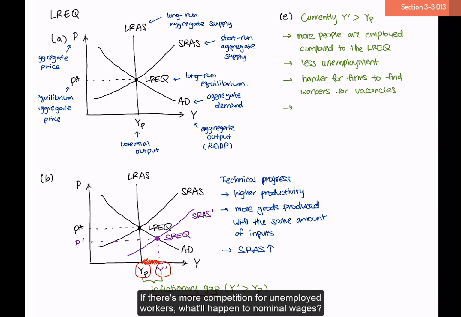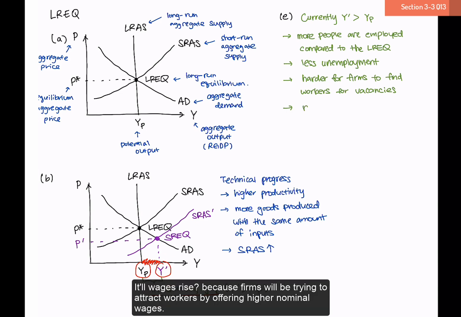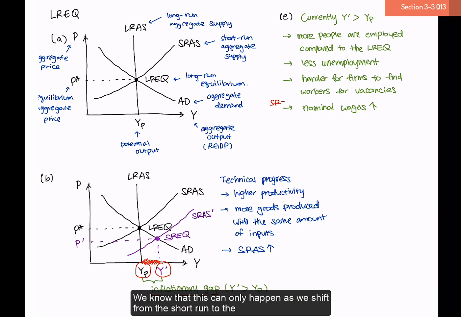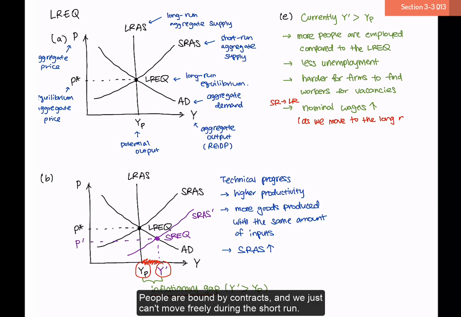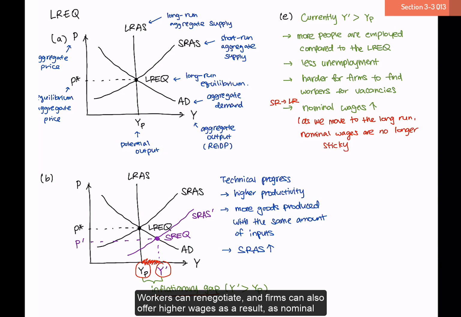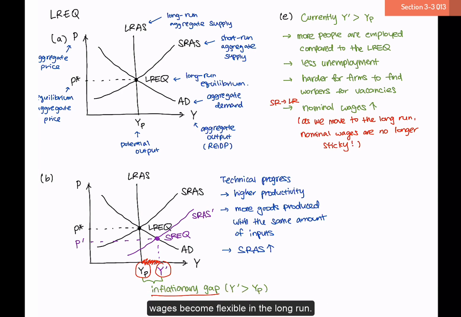If there's more competition for unemployed workers, what will happen to nominal wages? It'll rise because firms will be trying to attract workers by offering higher nominal wages. And we know that this can only happen as we shift from the short run to the long run, because in the short run, we have sticky wages. People are bound by contracts and wages can't move freely during the short run. But as we move towards the long run, contracts expire, workers can renegotiate, and firms can also offer higher wages as a result. Nominal wages become flexible in the long run.